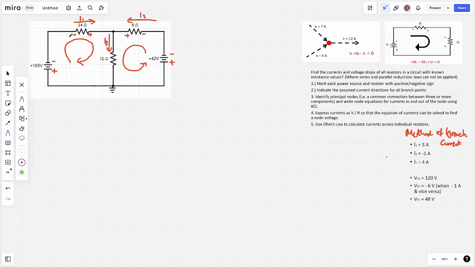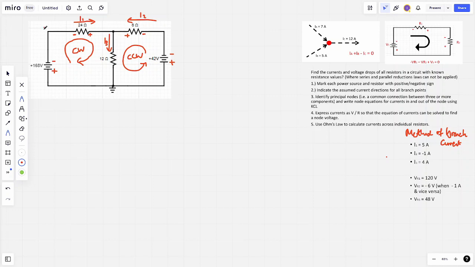So we've got our power sources and resistors labelled up with positive and negative signs. We've looked at the current directions, that's clockwise and that's counterclockwise for both loops. Three, we're going to identify the principal nodes, which are points with 3 or more components. So that's going to be this node here. Can you see you've got a resistor on the left, a resistor to the right, and a resistor down below. So that has 3 connection points.